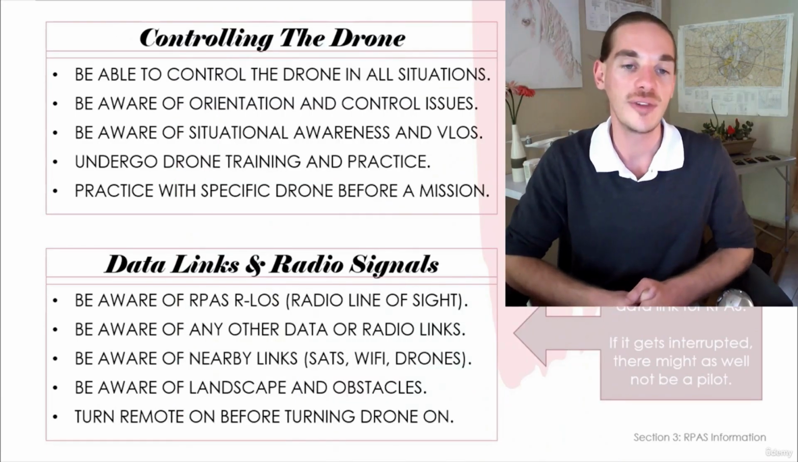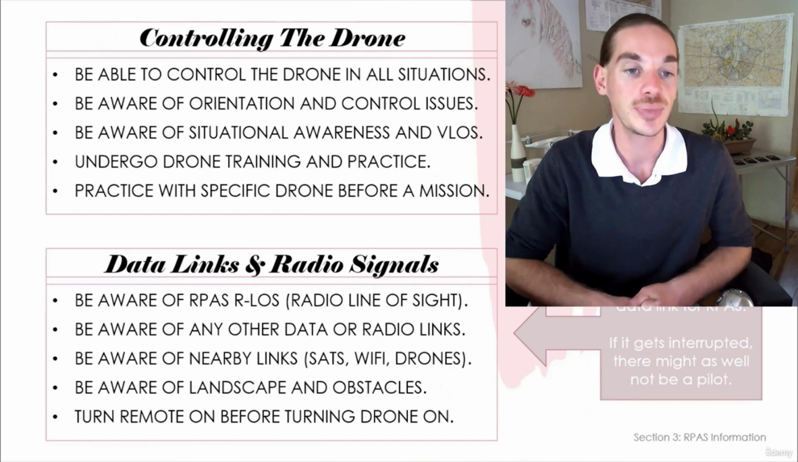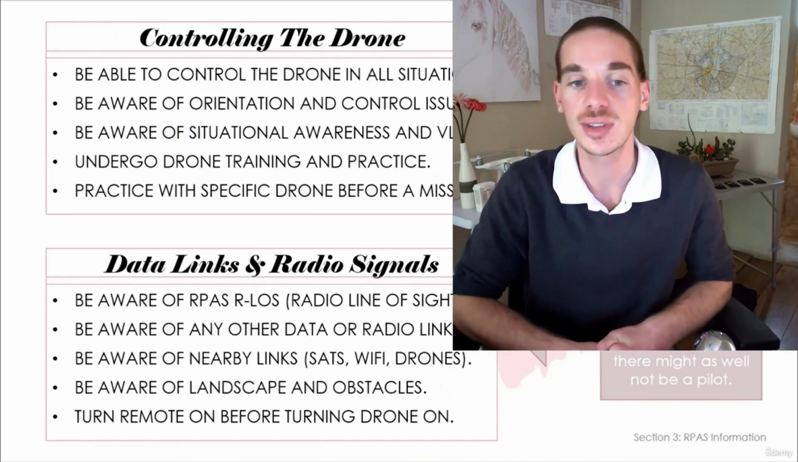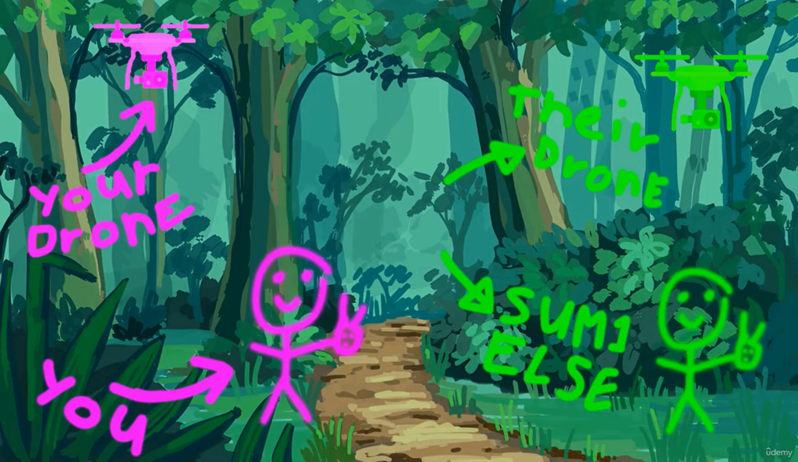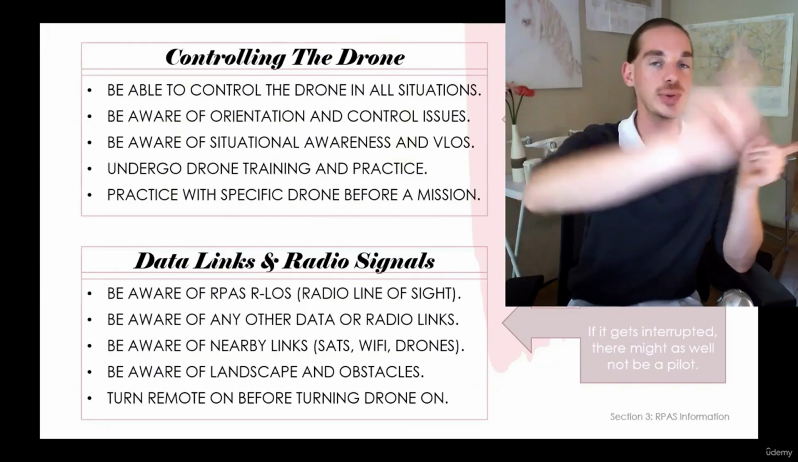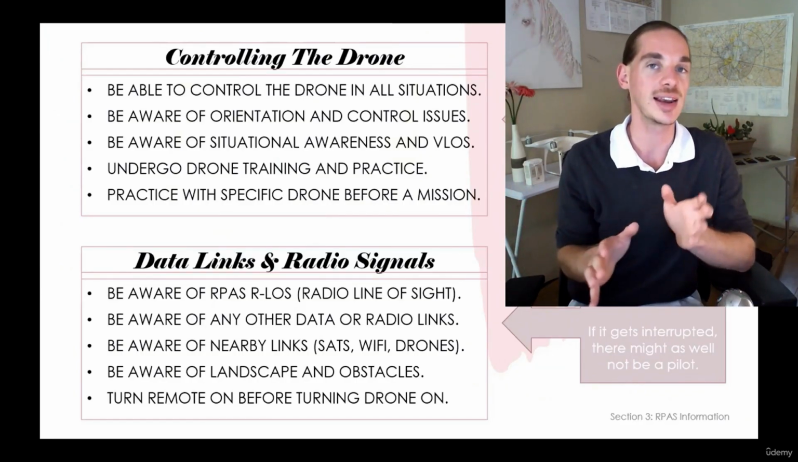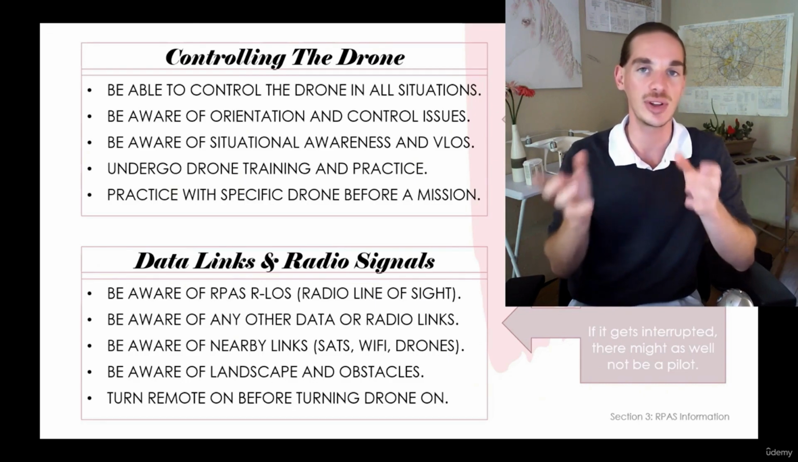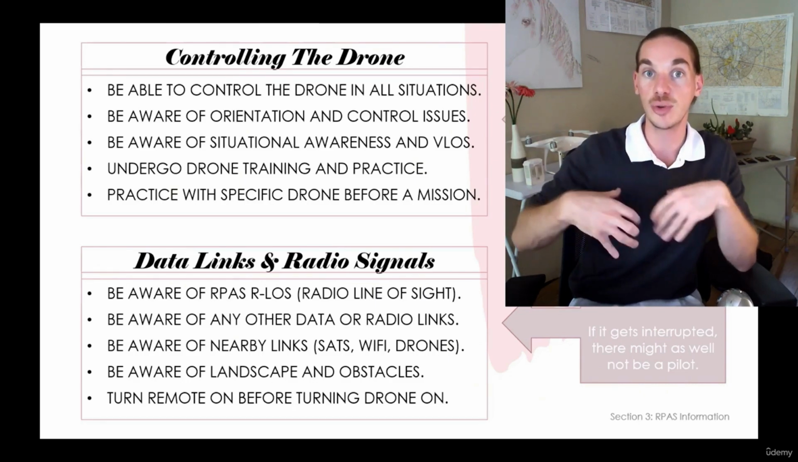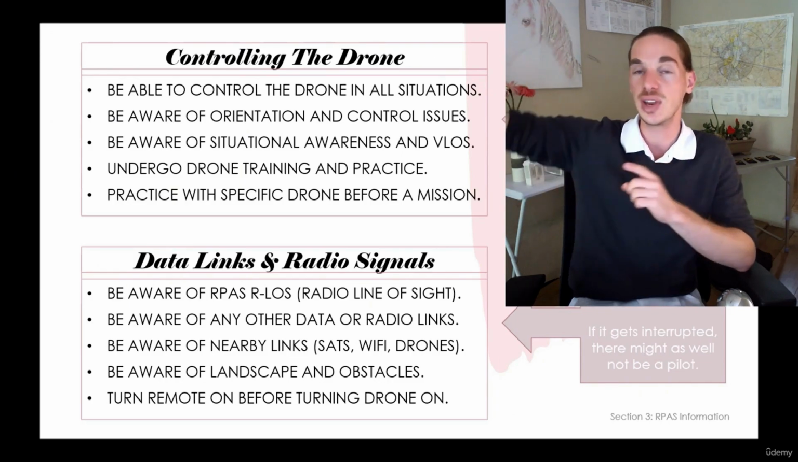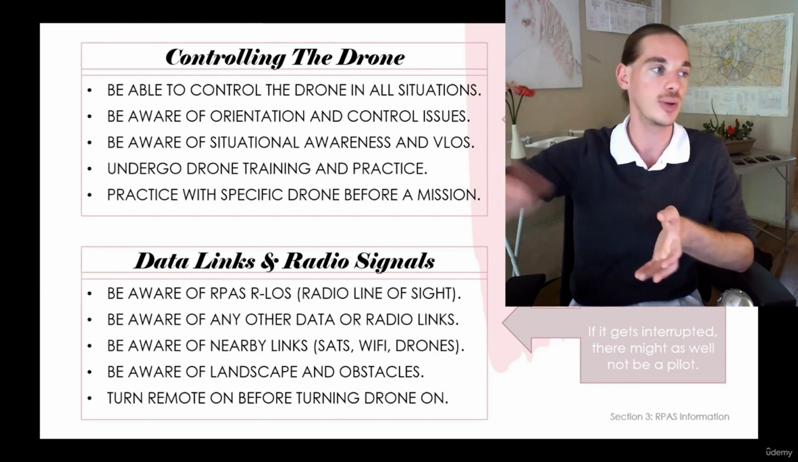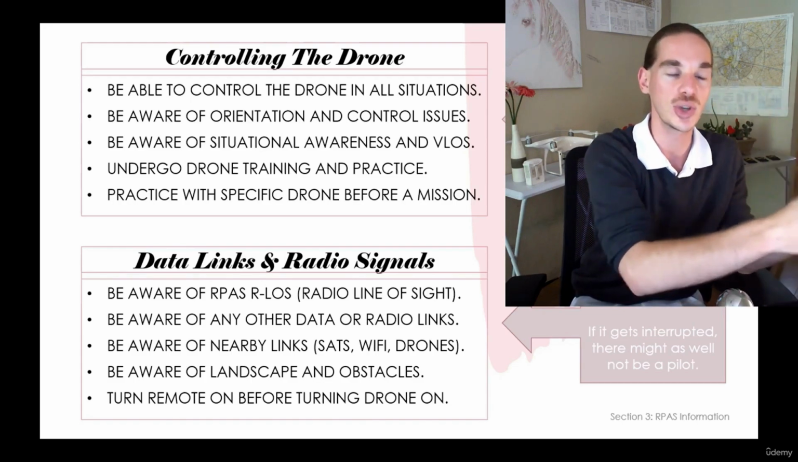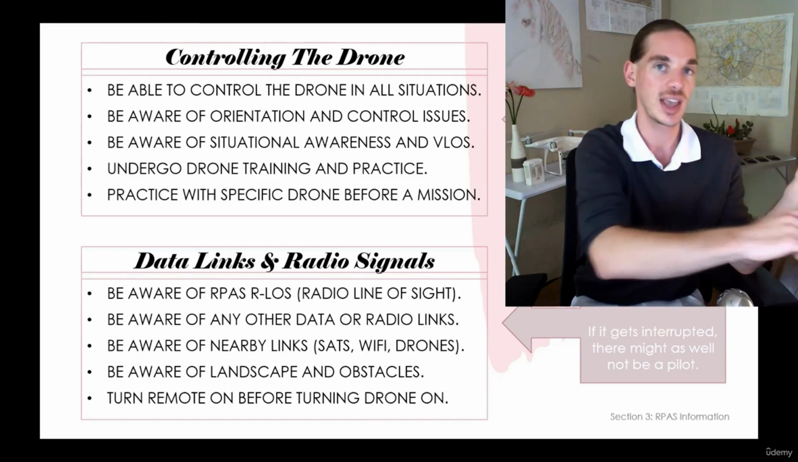All right, so when it says to be aware of any other data or radio links, let's talk about external links first. If you had someone else flying a drone near you, it's most likely going to be using the same frequency as your drone. Usually it's going to be on the same frequency that my remote control to my drone is communicating on, a 2.4 gigahertz, for example, and their drone is also communicating on 2.4 gigahertz. Our frequencies can interfere with each other. If we are too close to each other and they are not strong enough, they will interfere with each other. So you need to be aware of that.